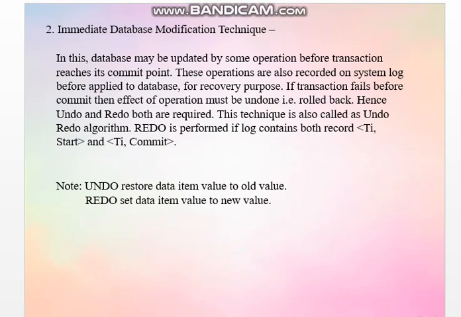And if a transaction is executed and has the entries Ti start and Ti commit in the log file, it means that particular transaction has completed its execution. So we want that effect permanently in the database. That's why we perform the redo operation. What will the redo operation do? The redo operation will set the data item to its new, updated value.